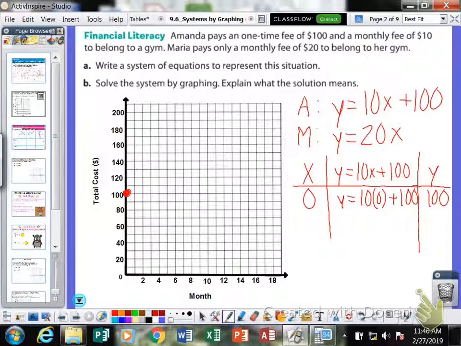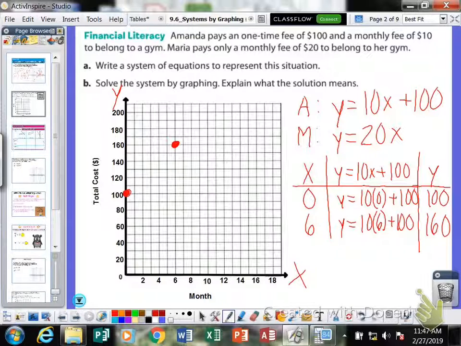Okay, so next one, let's try 6. So we're going to have y equals 10 times 6 plus 100. That's going to give me a y value of 160. We want to plot this ordered pair on our graph here. So I'm going to go along my x-axis, which is down here. My y-axis would be there. So I'm going to go along my x-axis to 6 and I'm going to go up to 160. So I'm going to have a point right here. My next point will be right there at 6 and 160.